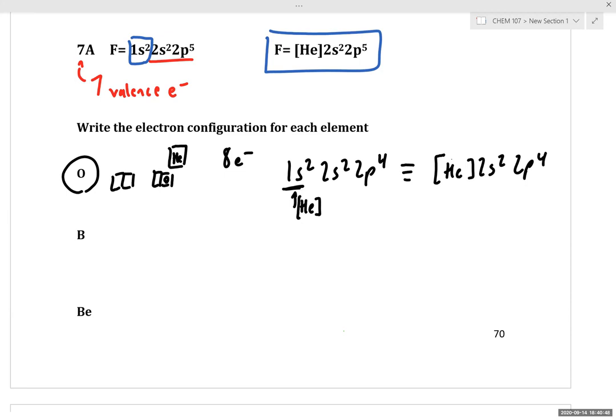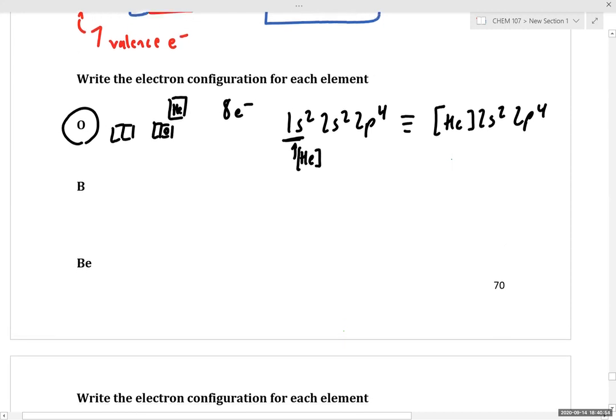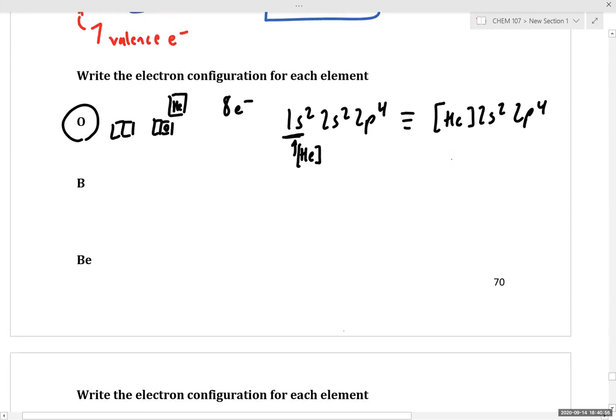So let's keep going now, and I'd like you to take about 3 to 4 minutes, and I'd like you to try to write the abbreviated configuration for boron and beryllium. And note, just as a way to check your work, your number of valence electrons will always match your group number.